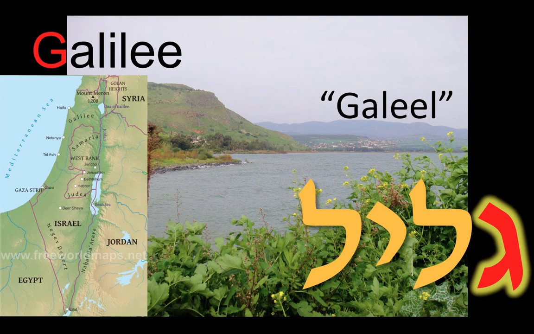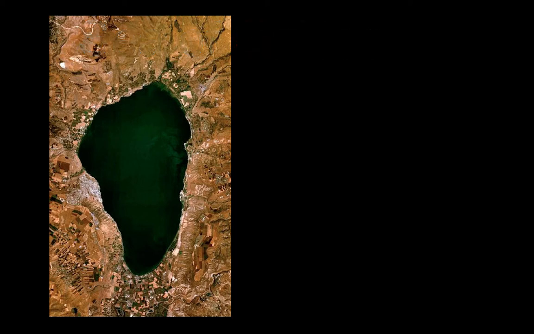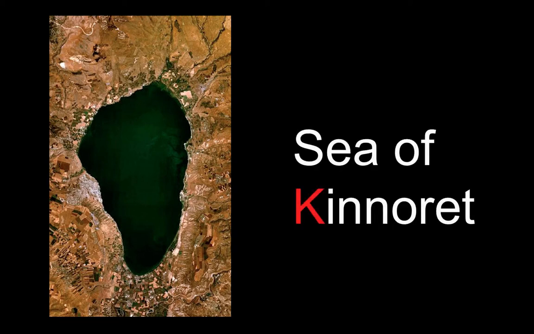And, okay, let's look at Galilee, Galil. And you can see that's where the lake is. It's a really big lake. It's beautiful. And that's a close-up, all the way from the satellite. But we don't call it the Sea of Galilee in Hebrew. It's known as the Sea of Kinneret.